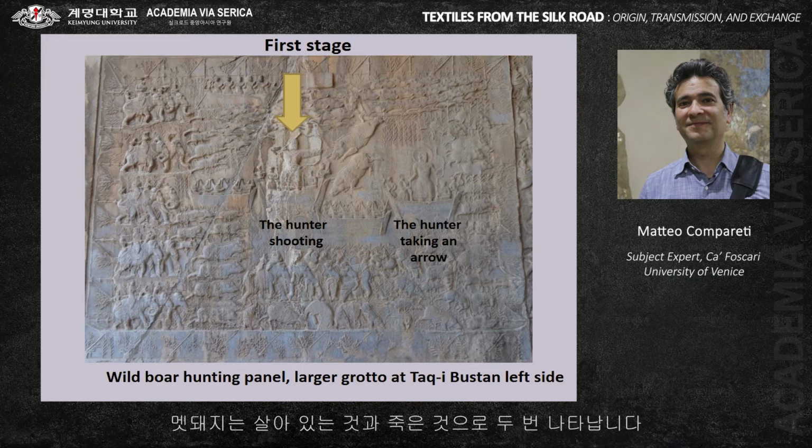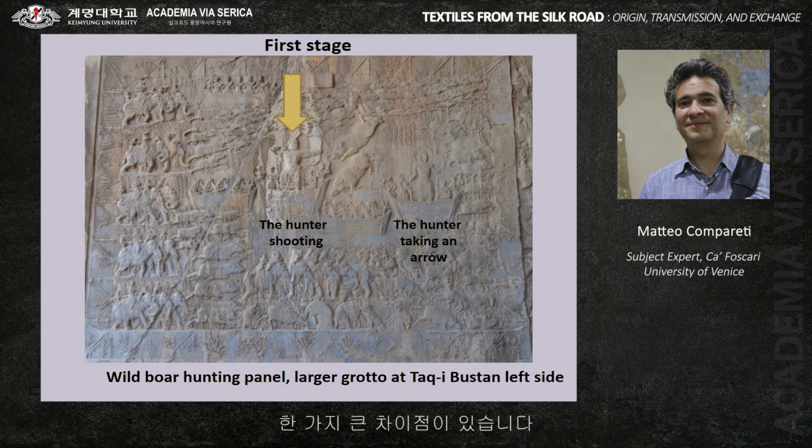alive and already dead. This is typically Sasanian, but we already have it in Mesopotamian art, like in the relief from Nineveh that I showed you earlier. Here in Takebustan, we have the king shooting the wild boar in the center, while on the right he is represented while taking the arrow from his attendant. So the garment is the same. The king is bigger in size than his attendants.